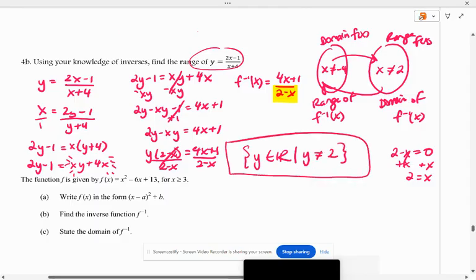Is there going to be a no calculator part on our test? I don't remember. I hope not. I'll let you know though.